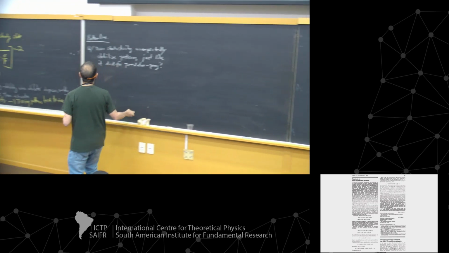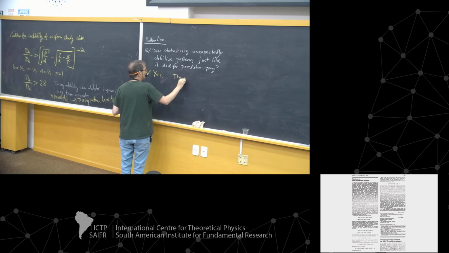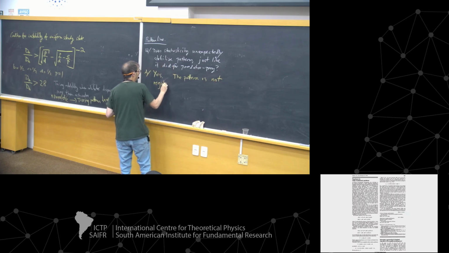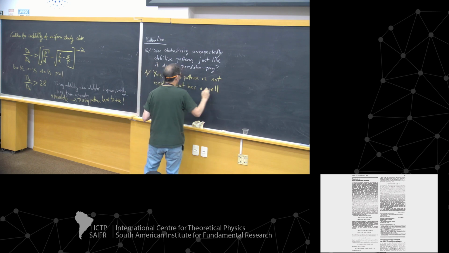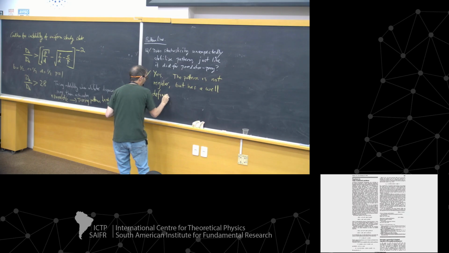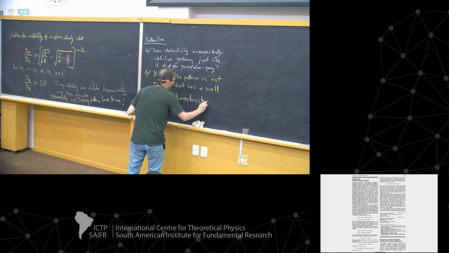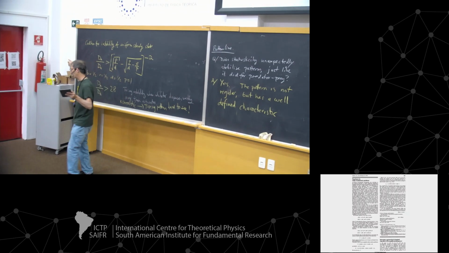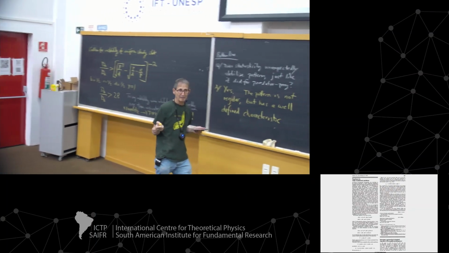So the answer is yes, it does. And the pattern is not regular, but has a well-defined characteristic scale. So you say, well, I've got a Turing pattern with a well-defined scale, all the patterns are in some periodic array, everything looks nice and beautiful when I plot it out and publish it in the journal, but I can make a pattern that's not regular that still has a well-defined characteristic scale.